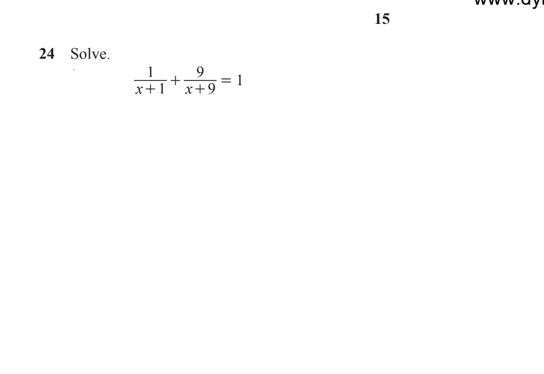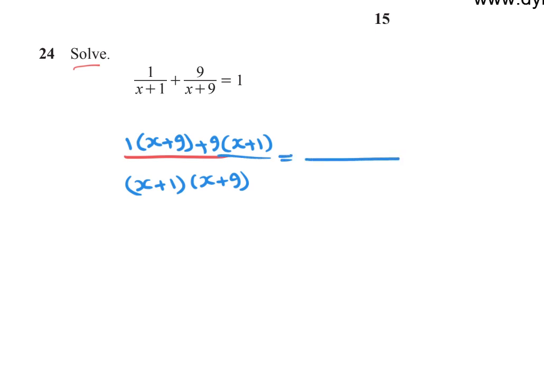24. Solve 1 over x plus 1 plus 9 over x plus 9 equals 1. First, make a single fraction from them. So multiply the denominators, x plus 1 times x plus 9, and cross multiply to find the numerator. So 1 times x plus 9 plus 9 times x plus 1.